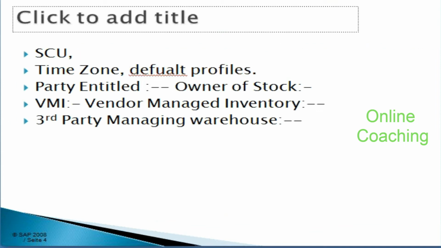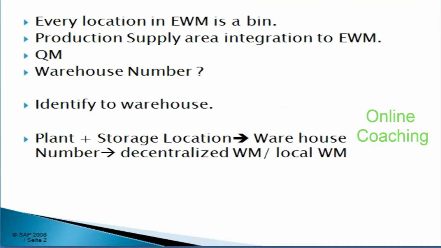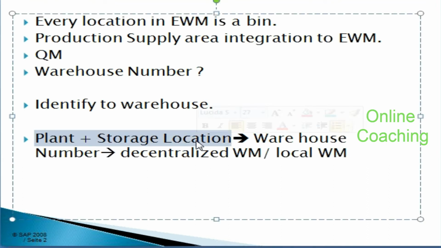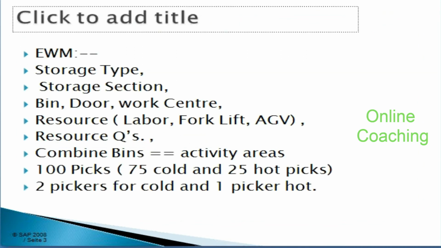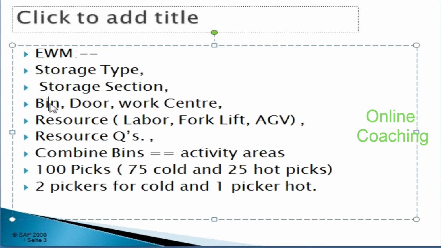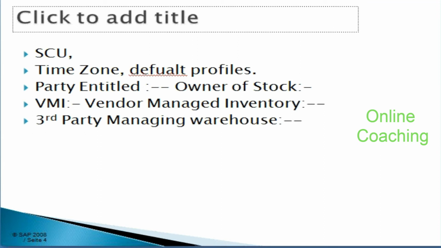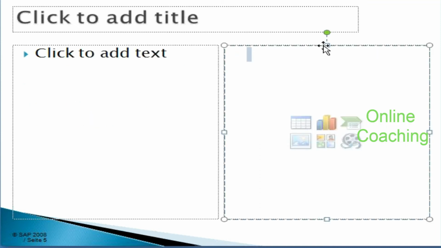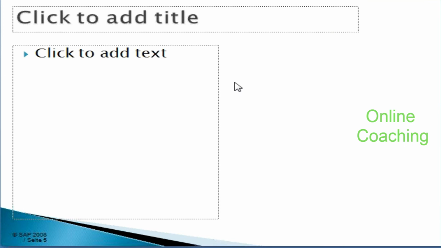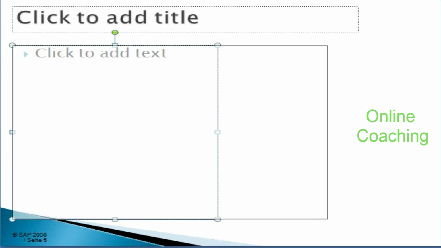So we saw the basic warehouse layout, and also what the warehouse number is and what the starting point is for these things. Then what the storage type, section, and bin are, what a resource is, and we also saw something called queues. We saw what a party entitled is and what the supply chain unit is. Now, what is the starting point from the ERP to the EWM, and what technology is used? So we will discuss this.